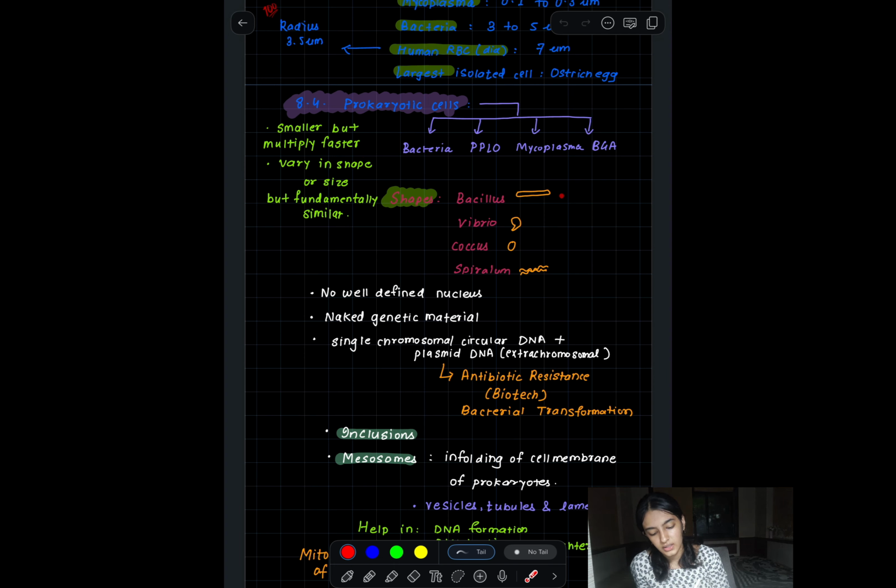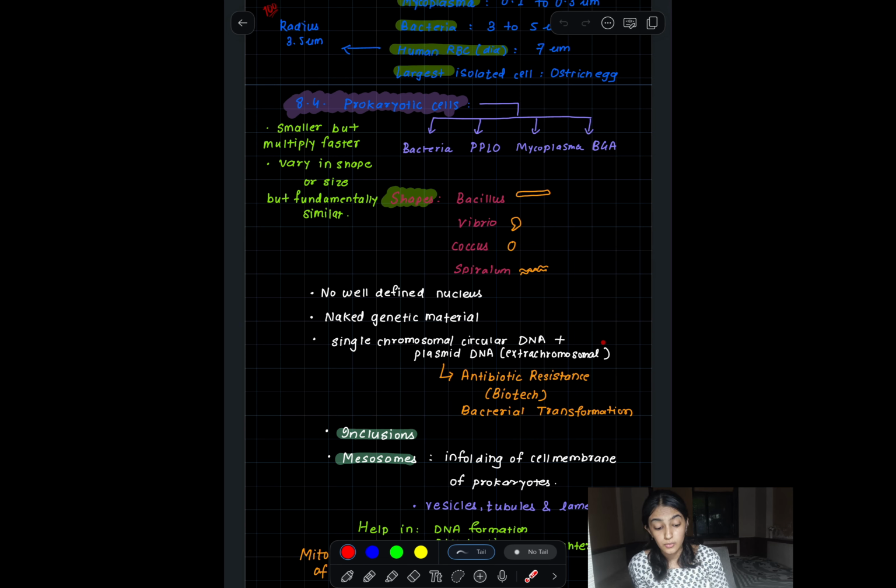The shapes of bacteria, again, very important question: Bacillus, Vibrio, Coccus, and Spirillum. Bacillus is the rod shape, Vibrio is a comma shape, Coccus is the round shape, and Spirillum is a spiral shape. They do not have a well defined nucleus. They have naked genetic material, which basically means that it is not covered by a membrane. Now, it is packed in some form, but it is not packed with histone proteins. This is also a PYQ, please remember that.